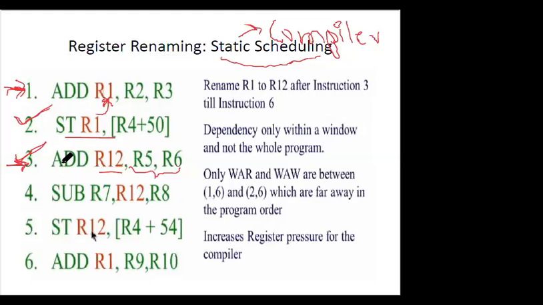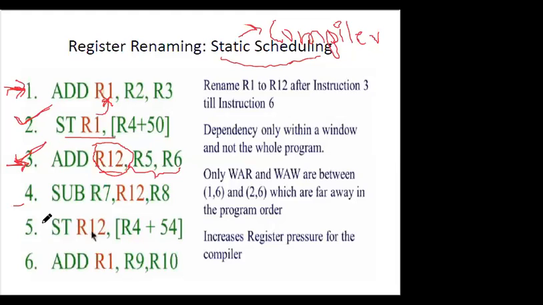But this add instruction does not need to wait for the value of R1, and hence to change the nomenclature, we change the name of this R1 to R12. So rename R1 to R12 after instruction 3 till instruction 6. Now this R1 will be R12. Now instruction 4 is dependent upon this subtraction to be performed on the value of R12.